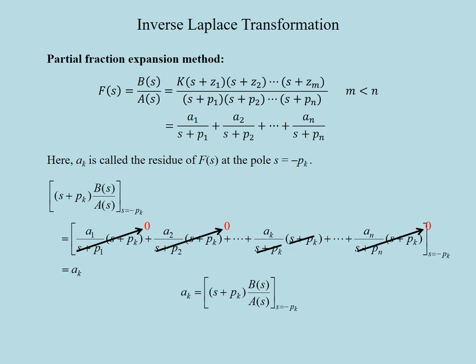Also note that the expansion we wrote above is a linear combination of the Laplace transforms of exponential functions. So applying the linearity property of the Laplace transform, we can write the inverse transform of capital F of s as f of t, which is equal to a linear combination of exponential functions. The exponent of each term is a pole multiplied by t, and the coefficient of each term is the residue of the function capital F of s at that pole.